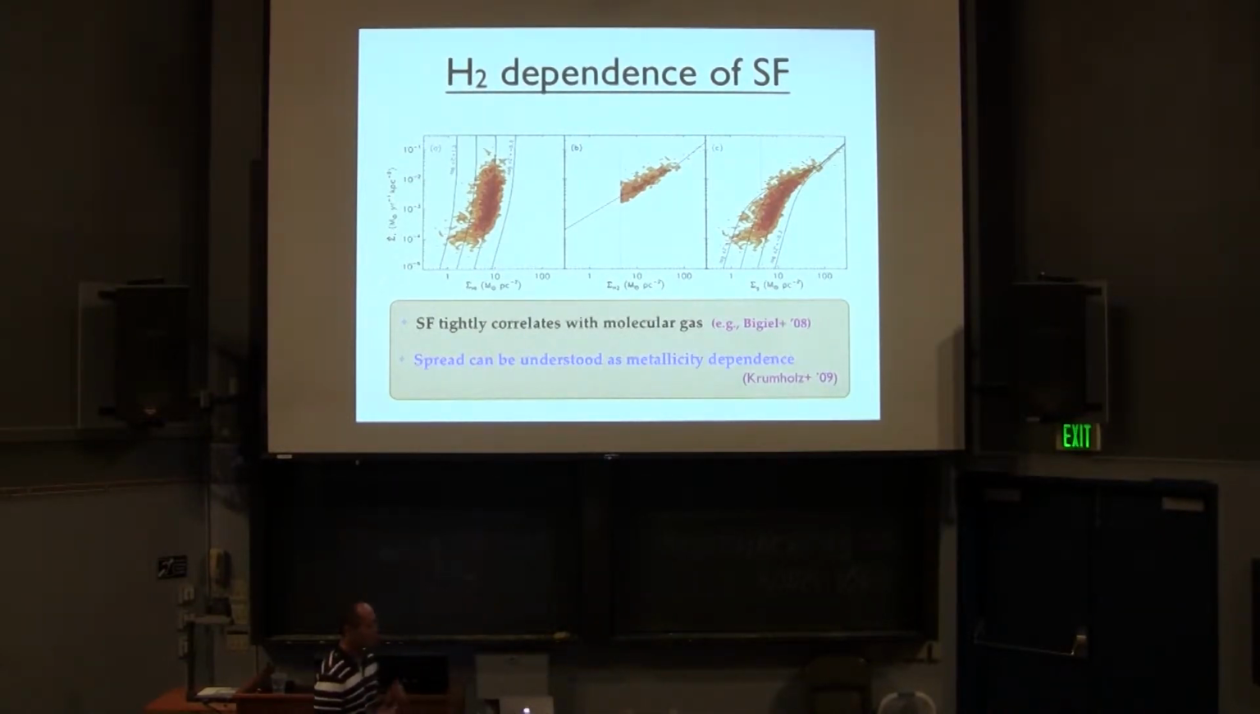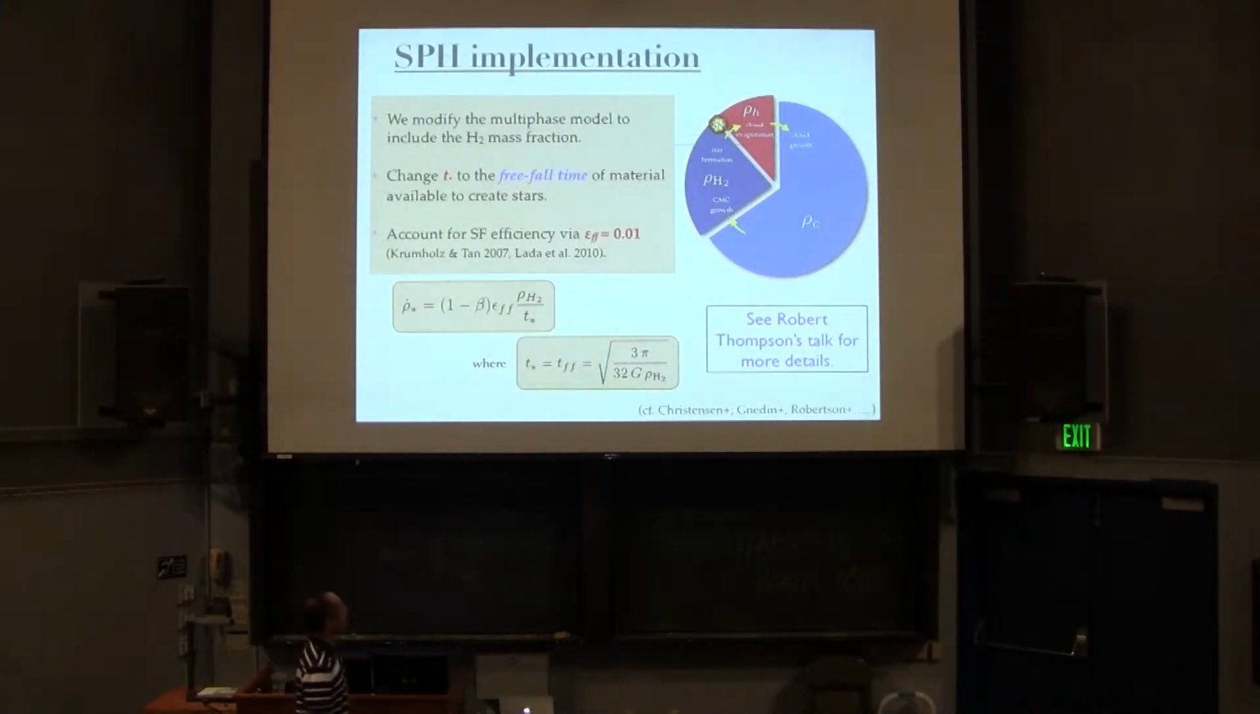So we wanted to consider this possibility in a cosmological run. Robert worked on the implementation of the H2 density into our subgrid model, which allows us to modify the star formation law into this simpler form. So this part doesn't change. The efficiency is motivated by the observation of 1%.